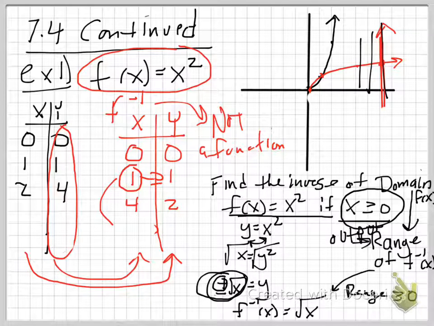And if you take a look at what we have graphed in red, these range values, these outputs, are bigger than or equal to 0. These are all positive or 0 outputs on that red line there.